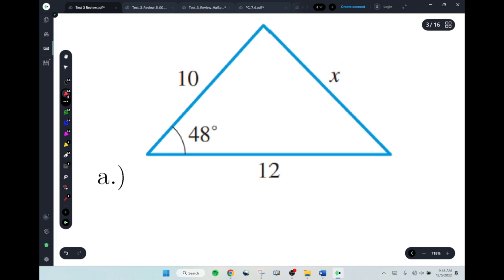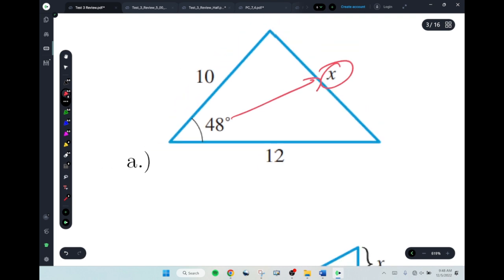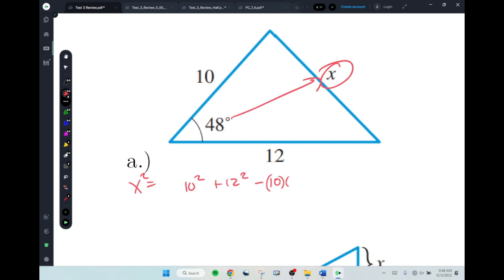Oh, okay. So when you're just looking for this x right here, that's opposite of a thing that you have, you do this whole thing where, we've already done this, I'll just show you the setup. You go x squared equals 10 squared plus 12 squared minus 10 times, wait, is it 2? I think there's a 2 in the front of it. Good catch. As I was remembering them, I missed it. 2, 10, 12.